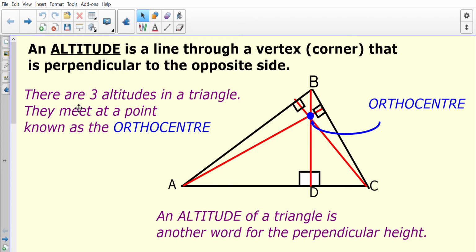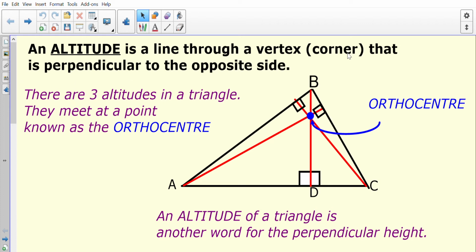The last lesson we spoke about medians and we looked at what it meant if a line was a median in a triangle. It crossed through the centre of the opposite line and one of the other vertices. Today we're going to look at altitudes.